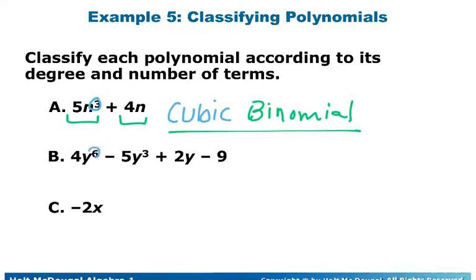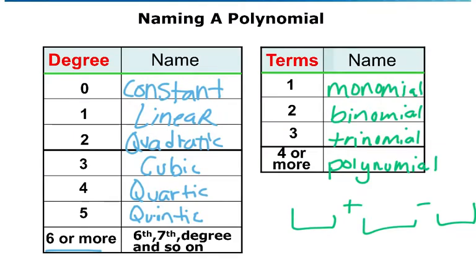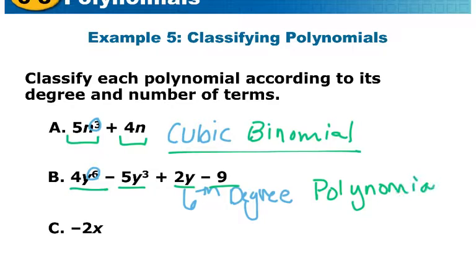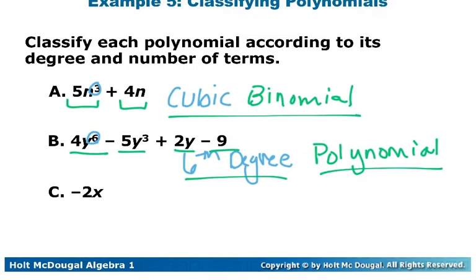The next one it's in standard form, so 6 is its largest degree. And so again, 6 means that it's just a 6th degree. And then based on the number of terms, we have 1, 2, 3, 4 terms. And so it's going to be a 6th degree polynomial because we don't have a word for anything 4 and above. All right, and then the last one has a degree of 1, and so we're going to call it a linear. And then it only has 1 term, so monomial.